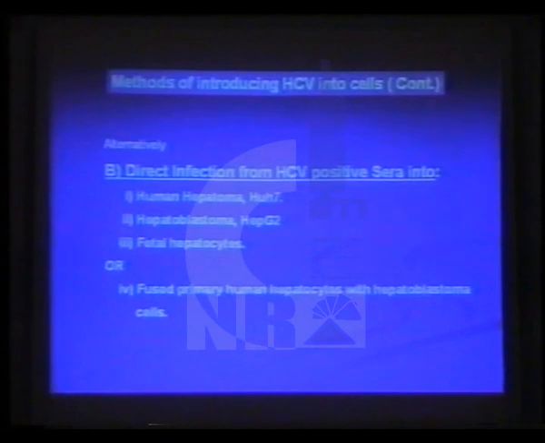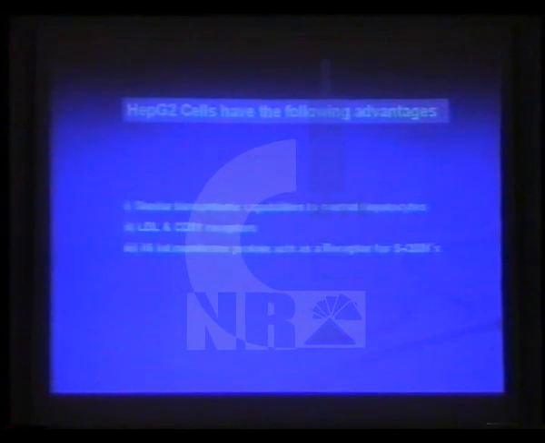So we decided to go back to the natural way of infecting the monolayer cells with HCV positive sera, and we had options to use hepatoma cells or hepatoblastoma cells or fetal hepatocytes or fused primary human hepatocytes with hepatoblastoma cells. We decided to use the HepG2 cells because they have more than one advantage. They are the closest of the cell lines to the normal hepatocytes.